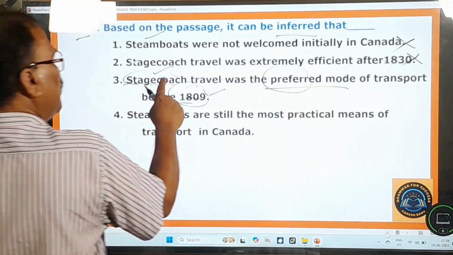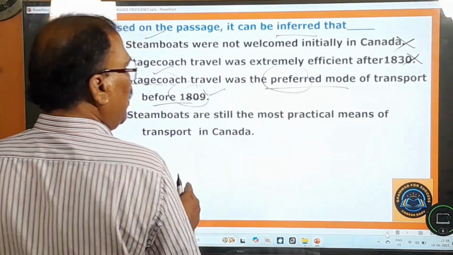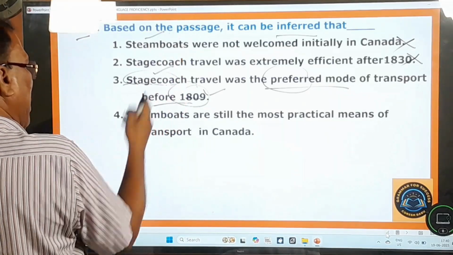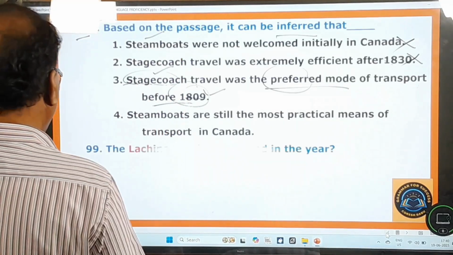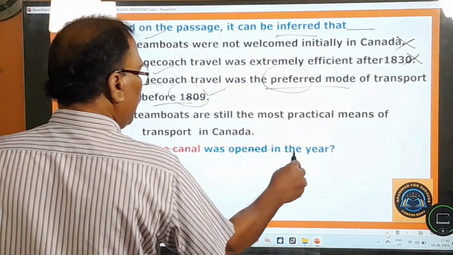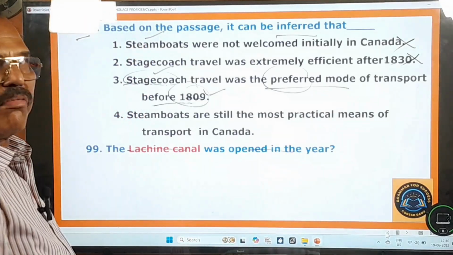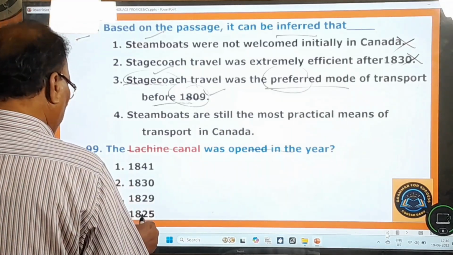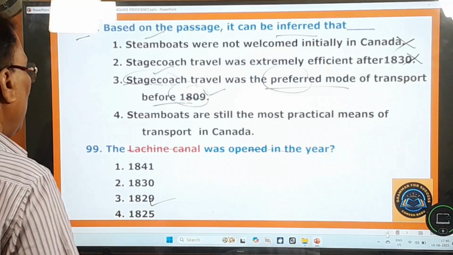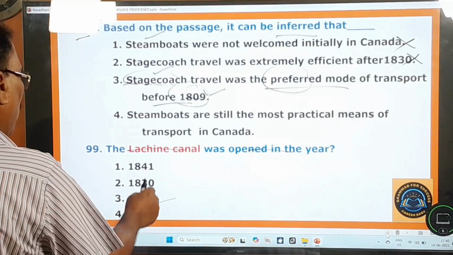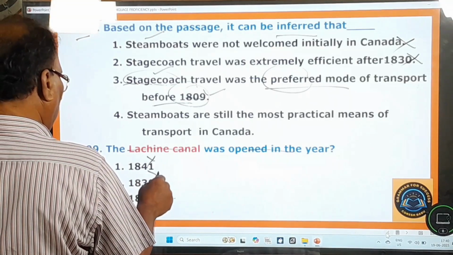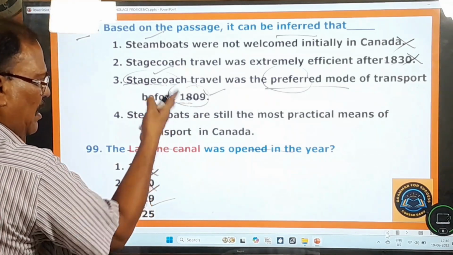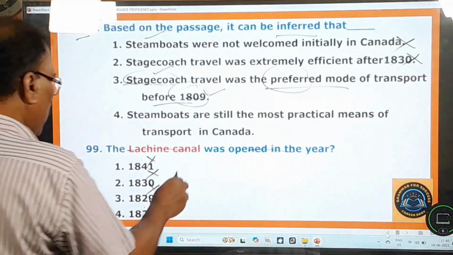So that's why stagecoach travel was only the preferred mode of transport before 1809. You can infer that from this passage. And you go to the last but one question. The Lacan Canal was opened in the year. Lacan Canal and Waldo Canal, some are there. Two canals were opened. What is it? In 1825, I think. Lacan Canal was opened in the year 1825, not in 1841, not in 1830. In 1829, some Waldo Canal, some other canal is there in the passage, I can't really remember. So here, the fourth one is the answer.